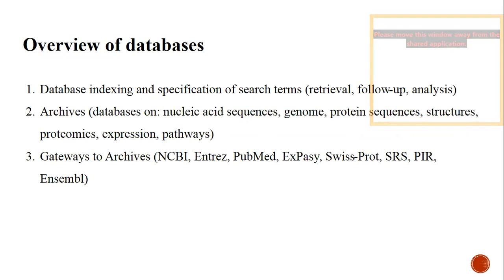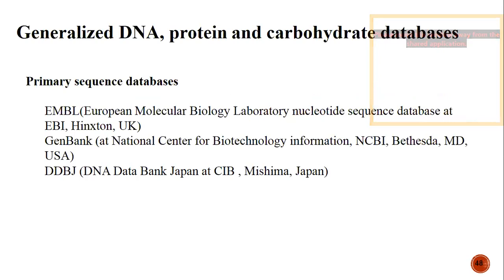Overview of databases: database indexing and specification of search terms to retrieve, follow up, and analyze the available data. In archives, we have databases of nucleic acid sequences, genomes, protein sequence structures, proteomics, expression pathways, different types of databases. Gateway of archives includes how we can jump into those archives and what search engines we have: NCBI Entrez, PubMed, ExPASy, Swiss-Prot, and so on.